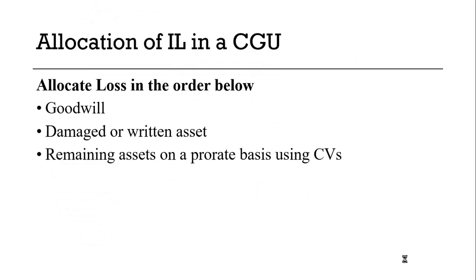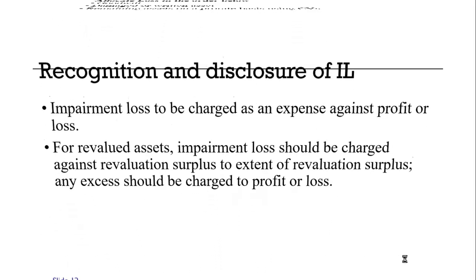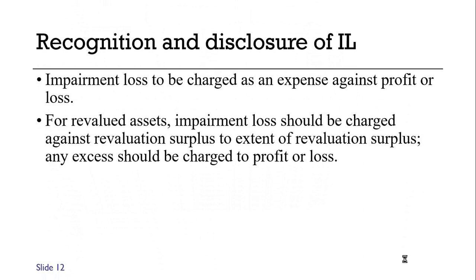All right, let's progress. The allocation of impairment loss in a CGU is to be dealt with in the following manner. First of all, if the CGU contains goodwill, goodwill must go first. Then you follow that up with damaged or written down assets. And then any remaining impairment loss must be allocated on a pro rata basis based on the carrying amounts of the assets remaining.